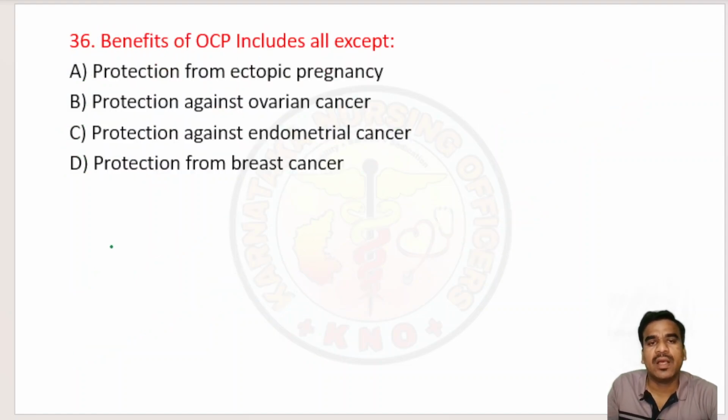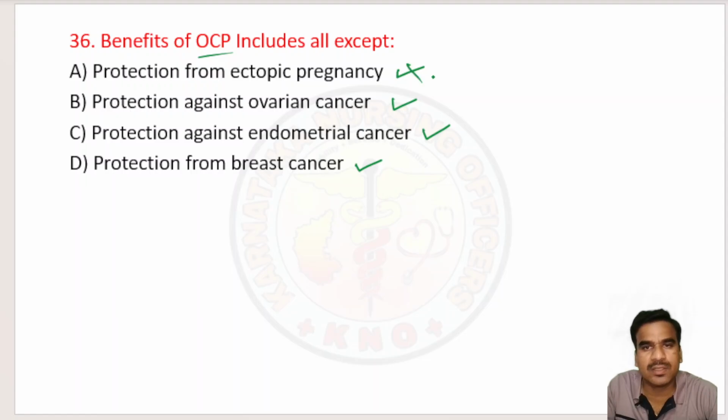And we'll move to the next question, that is the benefits of OCP include all except. Okay, so oral contraceptive pills, that is the benefits. We can see protection from ectopic pregnancy, protection against ovarian cancer, protection against endometrial cancer, and protection from breast cancer. So these are the four options. Here we can see one by one, protection from ectopic pregnancy. There is no pregnancy, so how will an ectopic pregnancy happen? So ectopic pregnancy is impossible.